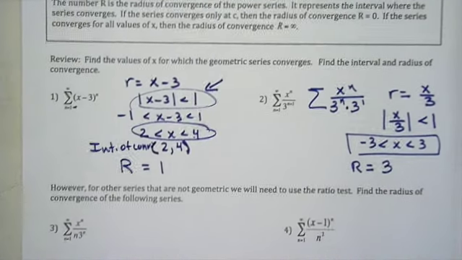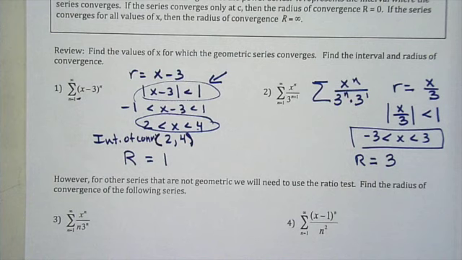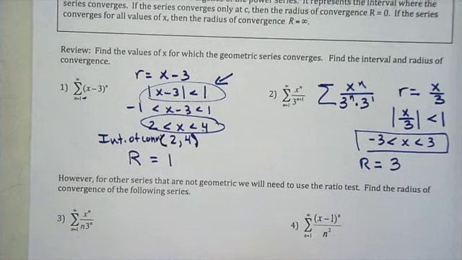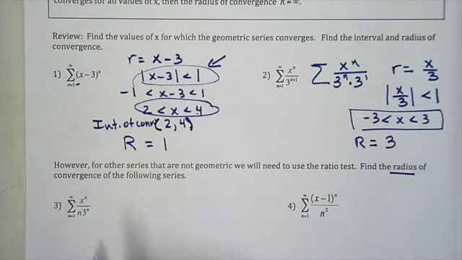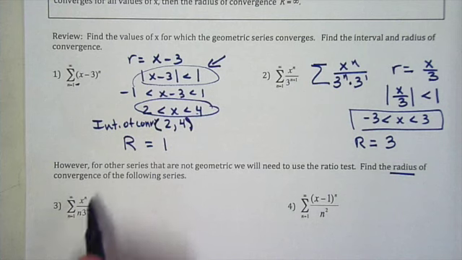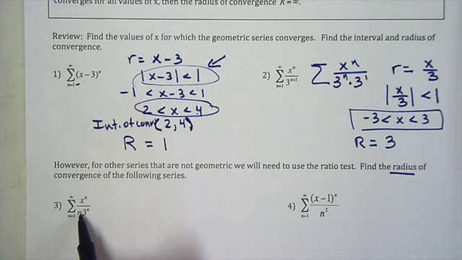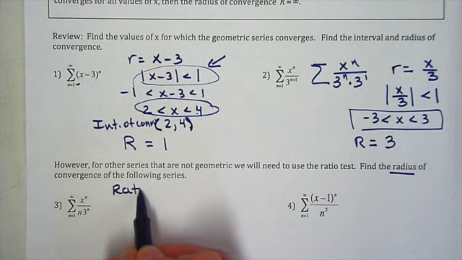Now, for other series that are not geometric, we don't have an r value we can pick out. The only way to find radius and interval of convergence is to use the ratio test. So for these problems here, all we're going to find for right now is the radius of convergence. So this is not a geometric series, because even though the x and the n and the 3 are raised to the nth power, you have this extra n here. So I'm going to go ahead and use the ratio test.